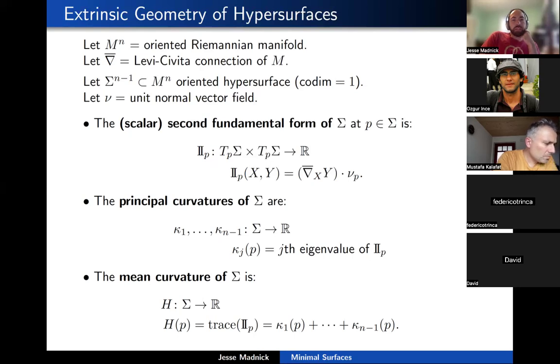I should emphasize that these principal curvatures need not be distinct. That's going to be an important point that's going to come up again and again. These do not need to be distinct. Okay, there's at most n minus 1 distinct ones.